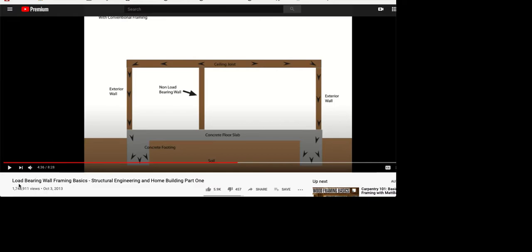This is a response to the video called Load Bearing Wall Framing Basics, Engineering Home Building Part 1. The narrator states what he's going to state in just a moment. Let's play it. Here's an example of what a wall might look like that would be non-supporting or non-structural. The narrator is going to state that this is a non-load-bearing wall based on not seeing lapping here. Let's let it play, and then I'll give you my answer.